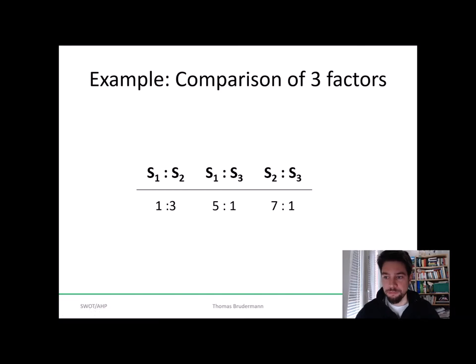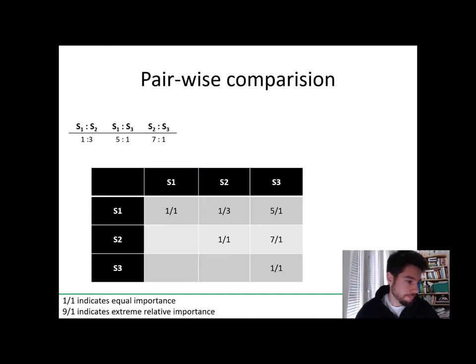So three factors are being compared, and this could be looking like that in this example. So strength 1 against strength 2 is 1 to 3, then strength 1 against strength 3 is 5 to 1, and strength 2 to strength 3 is 7 to 1. And then we will put these values into a matrix that looks like that. So the diagonal again is just filled with ones, and then the comparisons are just being put into this matrix accordingly.